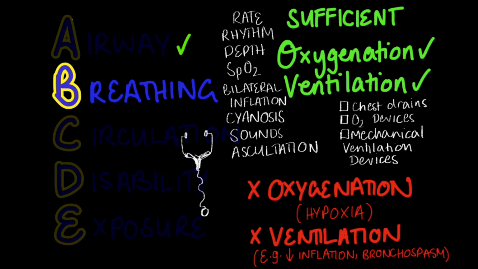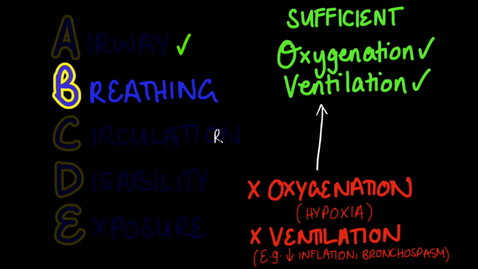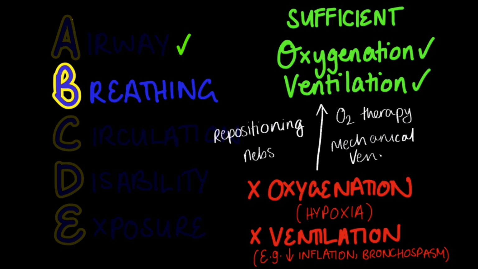Check that they're working, check that they're at an appropriate level, check if they're needed. To get your patient's breathing to a sufficient level, it may be as simple as repositioning the patient to help them with their ventilation, supplementary oxygen therapy, boost oxygenation. They may be prescribed nebulizers. They may require mechanical ventilation.